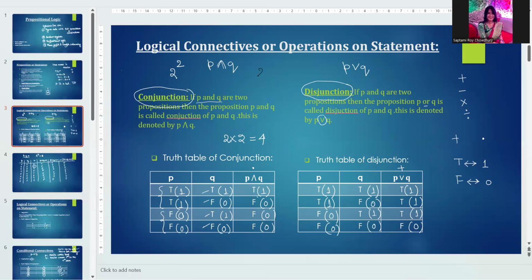If you transfer it into logic gates or Boolean algebra, we denote true by 1 and false by 0. So I think this part is clear, what is called the conjunction and what is called the disjunction. Conjunction is AND and disjunction is OR. If both P and Q hold, then the conjunction is true.